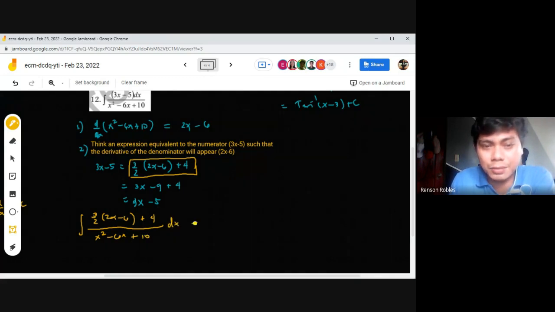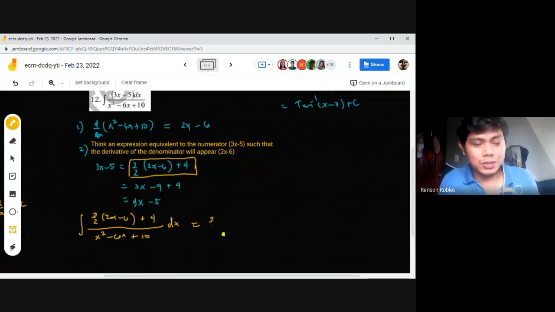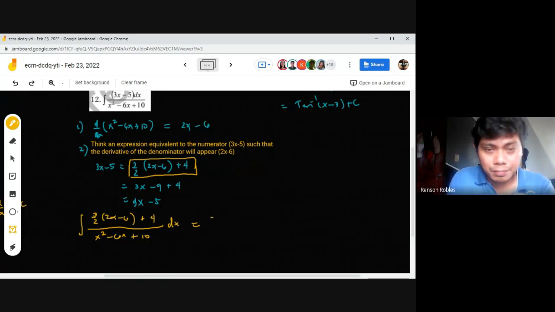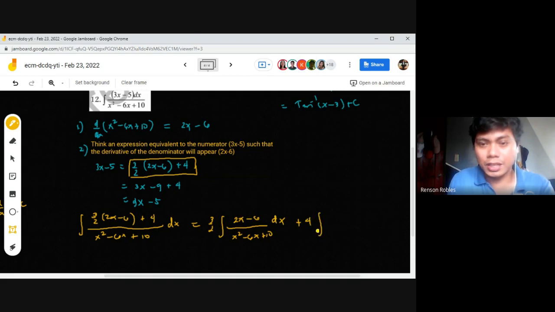And then what comes next is to distribute the denominator to each term on the numerator. Distribute x squared minus 6x plus 10 to each term on the numerator. So you shall have 3 halves integral of 2x minus 6 all over x squared minus 6x plus 10 dx, then plus 4 integral of dx all over x squared minus 6x plus 10.